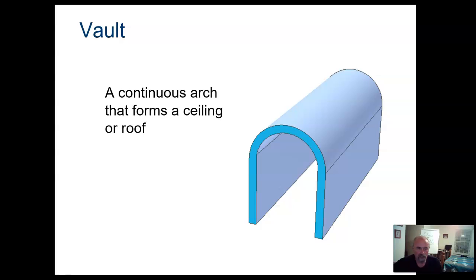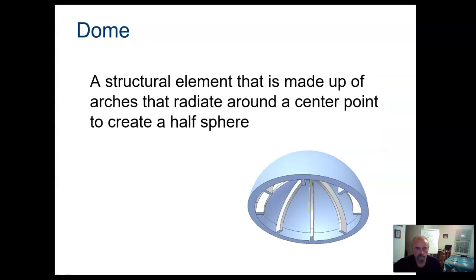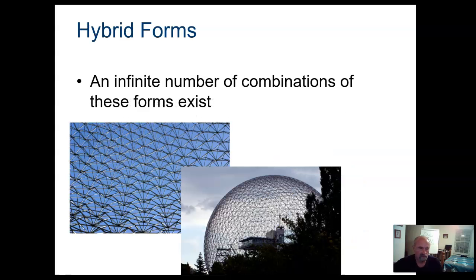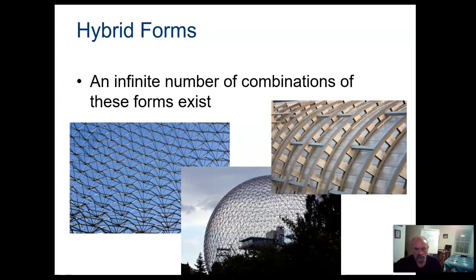A continuous arch that forms a ceiling or a roof is called a vault. And a dome is a structural element that is made up of arches that radiate around a center point to create a half sphere. And you've got hybrid forms. There's an infinite number of combinations of these forms that exist. A space frame combines 3D trusses in the form of a dome in the picture to the left. And then this picture combines curved beams with metal roofing to form a vault.